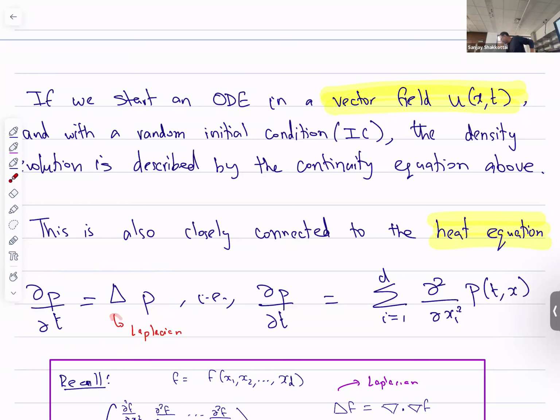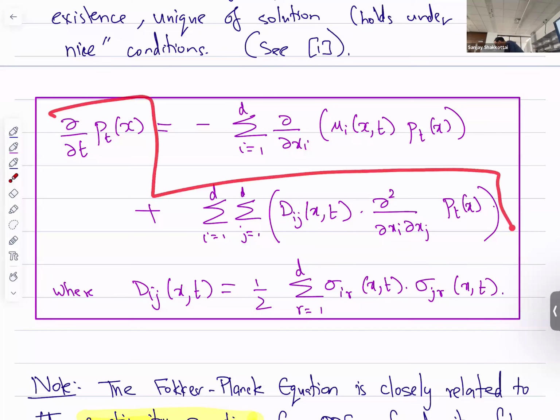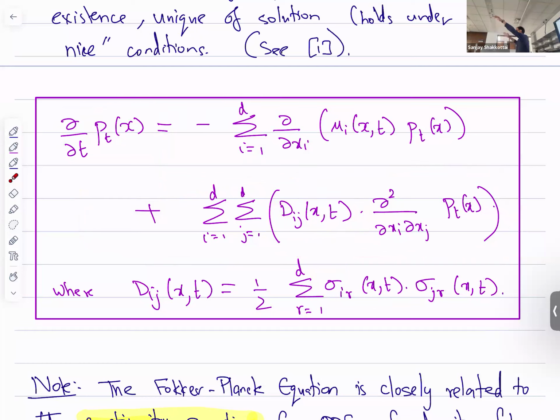If you expand the Laplacian, the Laplacian is nothing but the trace of the Hessian. That's the operator. So it is nothing but the summation of del square by del x square of P. So now you go back to this. The second part of the Fokker-Planck says exactly that. There's a del square by del of P. And because the diffusion coefficient could be different in different parts of space, you need to reweight this appropriately. That's what this D_ij is.